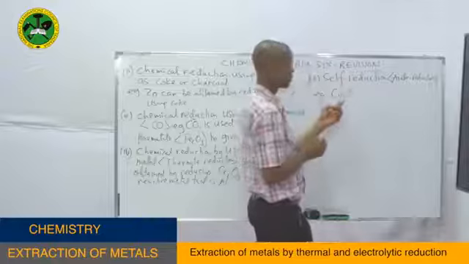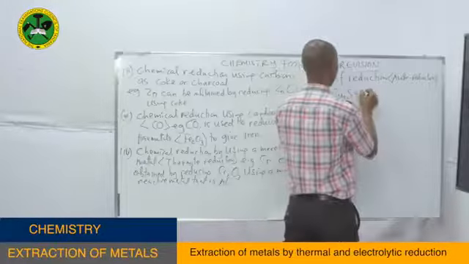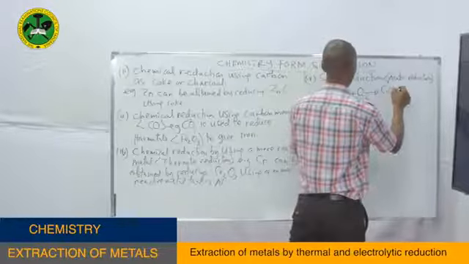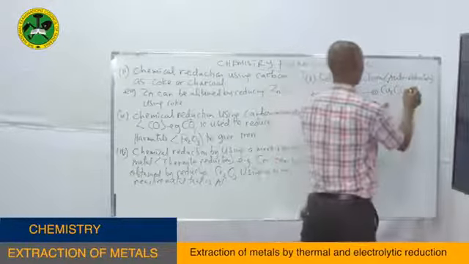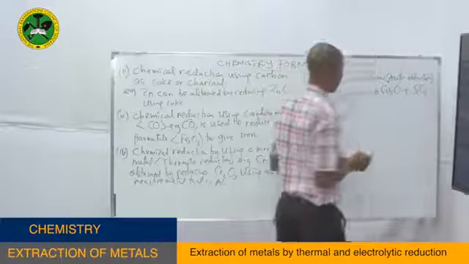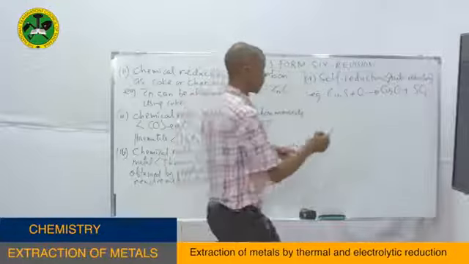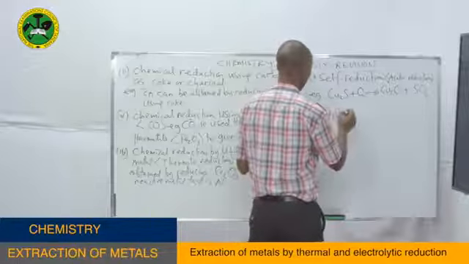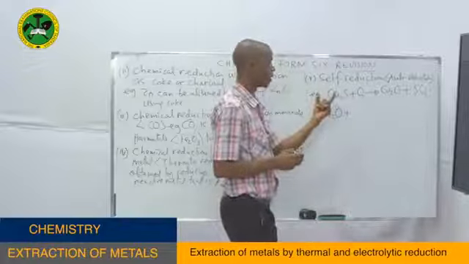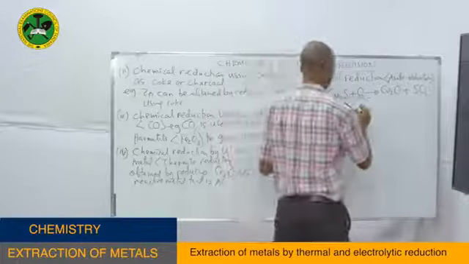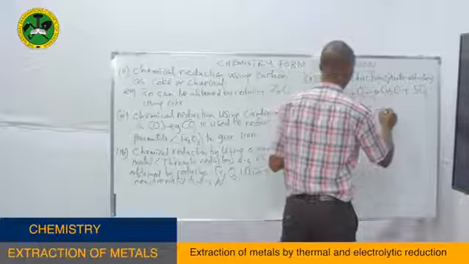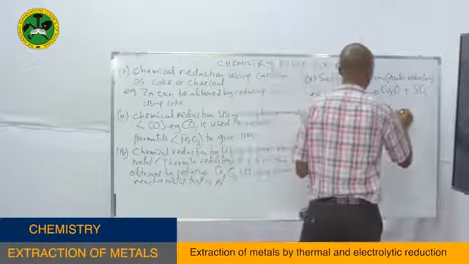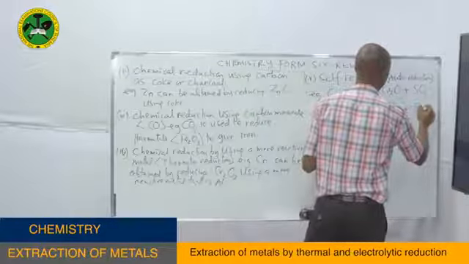when we have copper(I) sulfide, when oxidized, it gives copper(I) oxide and sulfur dioxide. Now this copper(I) oxide formed can be used to reduce the rest of the ore, that is copper(I) sulfide. This is what is called auto-reduction or self-reduction. So here we get copper and sulfur dioxide.